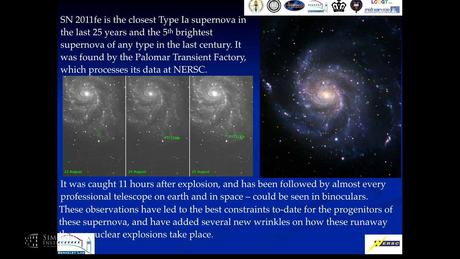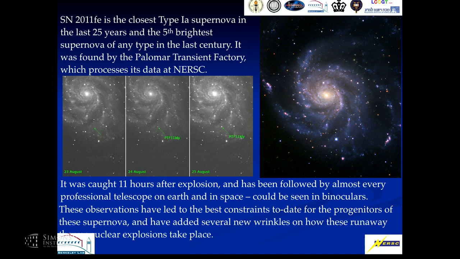Okay, and of course, another major discovery that was made with this automated system was supernova 2011fe. Peter talked about this. It's the closest type Ia supernova in the last 25 years, the fifth brightest supernova of any type in the last century. And it was caught just 11 hours after explosion. This is a totally unprecedented discovery of a supernova so early.